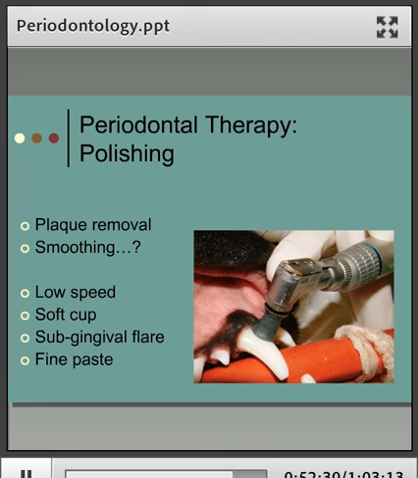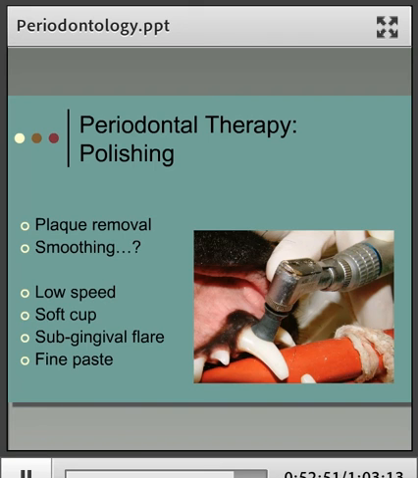If we are going to do it, then we want to use it on a nice low speed with a soft cup, so that as we very gently place the cup onto the tooth, as you can see here, the margin of it flares out. I want it to flare out into the sulcus, under the gum line, and clean in that very, very important area where the plaque tends to hide.